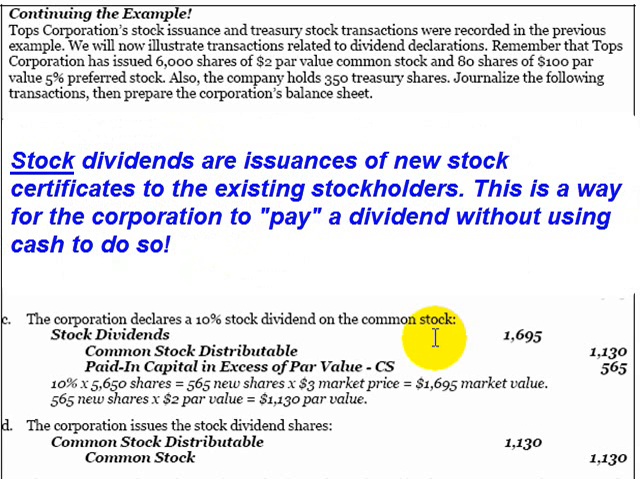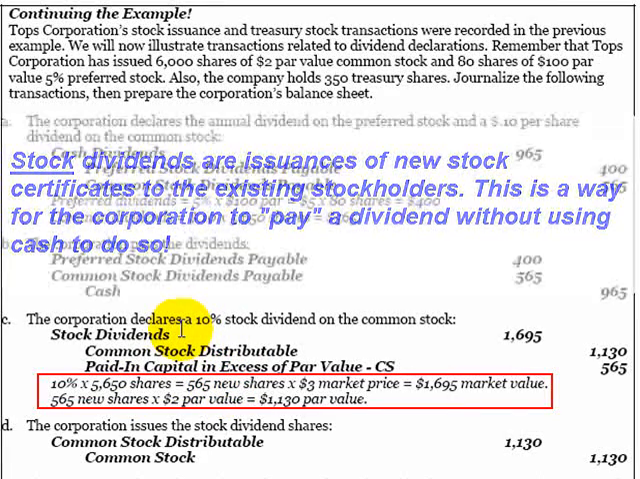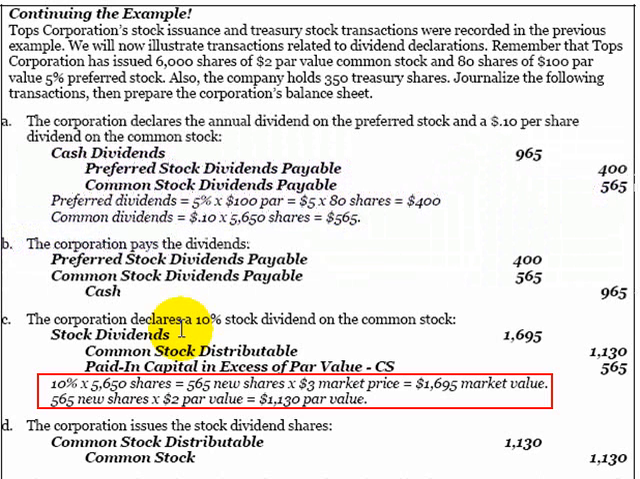If our corporation declares a 10% stock dividend, then given the fact that there are 5,650 shares of common stock outstanding, the corporation will be issuing 565 new shares. Every stockholder who owns 100 shares will receive 10 new shares as a dividend. Accounting rules require us to debit the stock dividends account for the current market value of the new shares that are going to be issued.